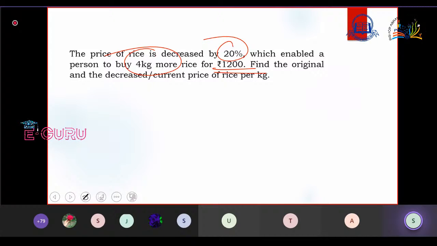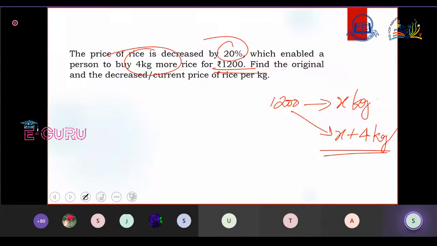So earlier, if this person was able to buy X kilogram by paying 1200, now with the same price he can buy X plus 4 kg. Why? Because the price got decreased by 20%. As a result, he can save some amount. Using that amount, he can buy this additional purchase.